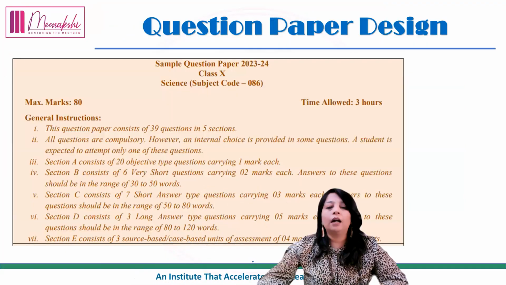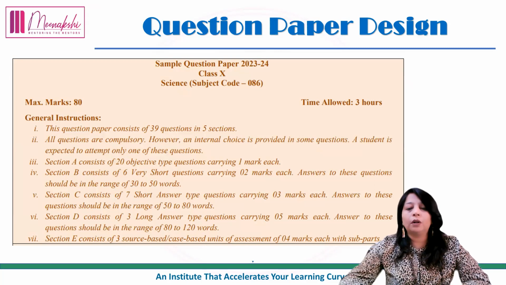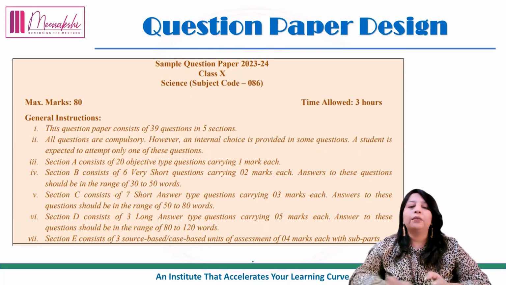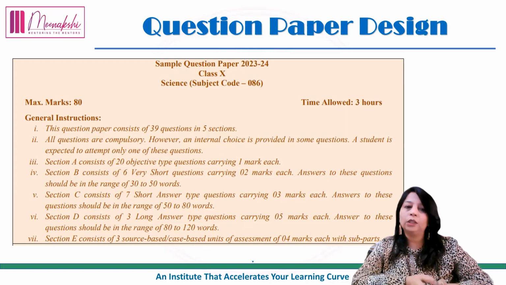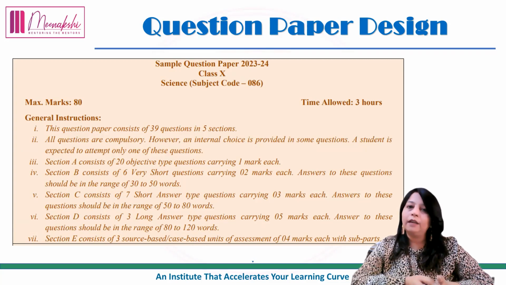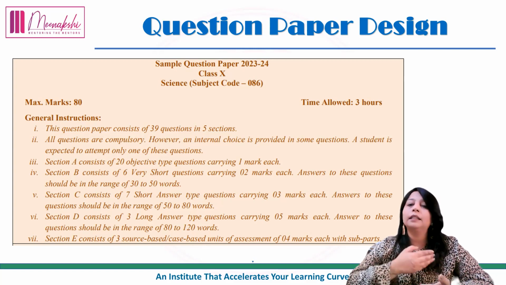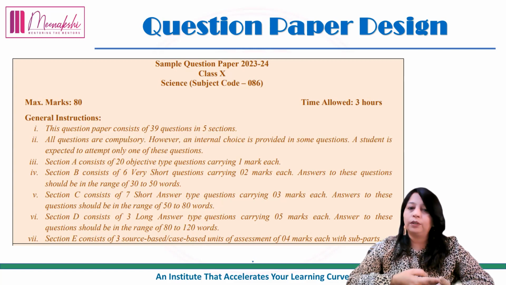So my dear educators, here is the structure of the question paper. As you can see, it will be a 3 hours paper, and I have taken it from the CBSE website only and clearly mentioned sample question paper for session 23-24, subject code 086 for class 10, and maximum marks 80 for the annual pen and paper test. There will be a total of 39 questions divided in 5 sections, and all the questions are compulsory. However, there is internal choice that I have already discussed with you. A student is expected to attempt only one of the questions from the internal choice given.